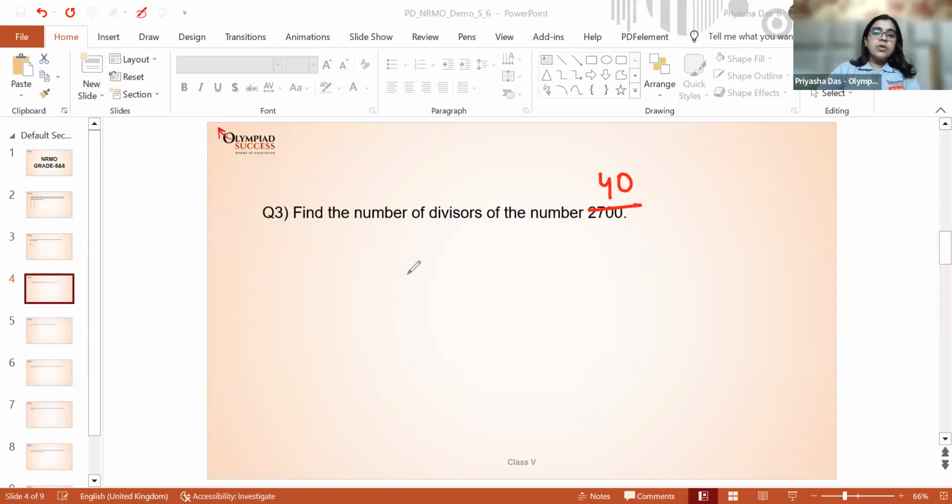Okay. Lokesh, you cannot have an odd number of factors for this, because this is not a square number, right? That's why you cannot have an odd number of factors.